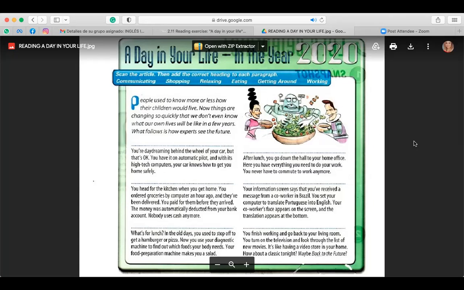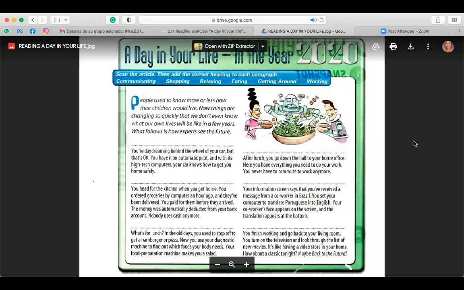Your information screen says that you've received a message from a coworker in Brazil. You set your computer to translate Portuguese into English. Your coworker's face appears on the screen and the translation appears at the bottom. Paragraph six, you finish working and go back to your living room. You turn on the television and look through the list of new movies. It's like having a video store in your home. How about the classic tonight? Maybe Back to the Future?